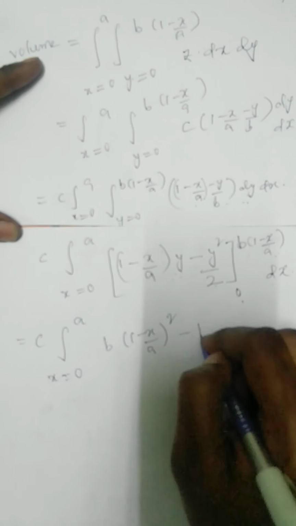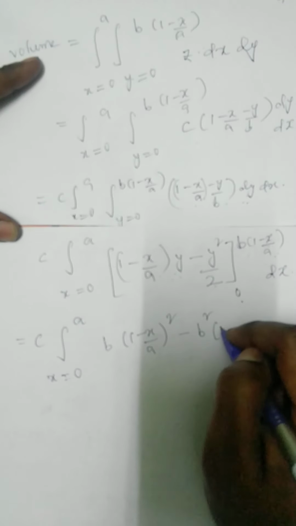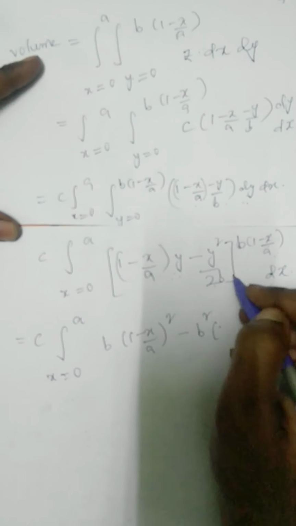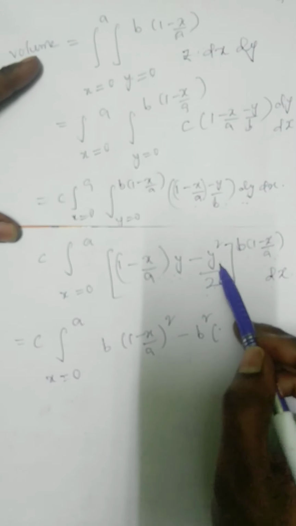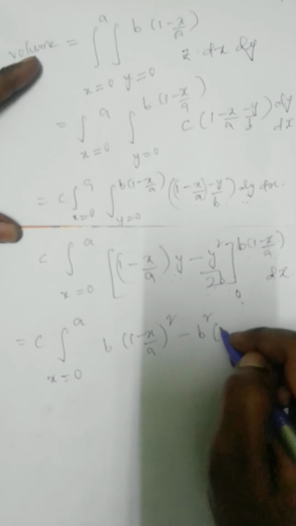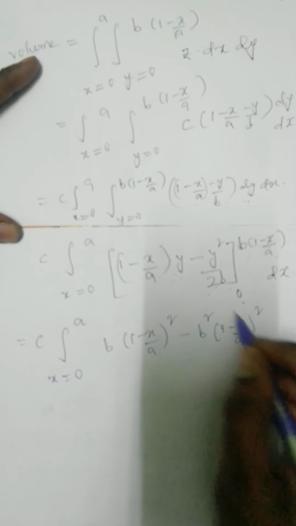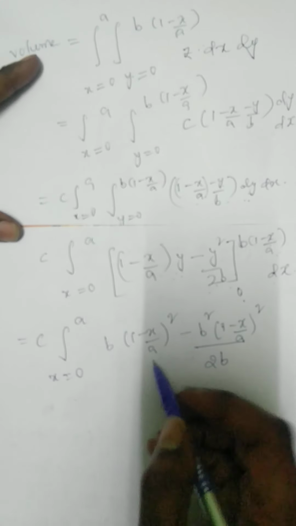No, this is y square by 2b we have, right? Because the integration of y is y square by 2, and already we have 1 by b. Y square is nothing but b square into 1 minus x by a whole square. So b square into 1 minus x by a whole square by, I have 2b. It's clear, I think so.